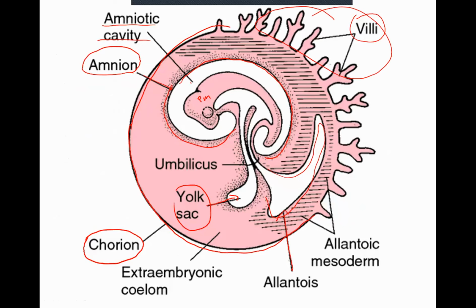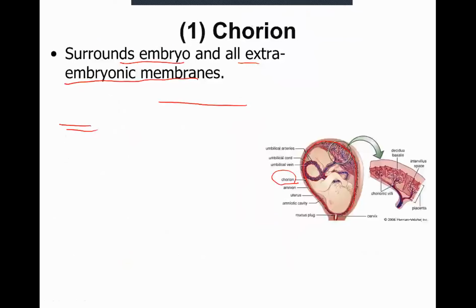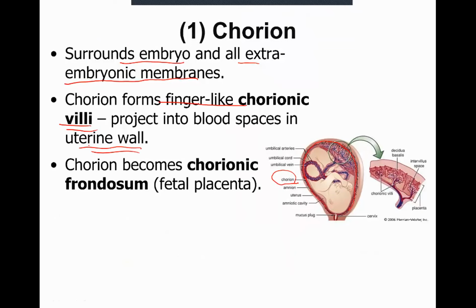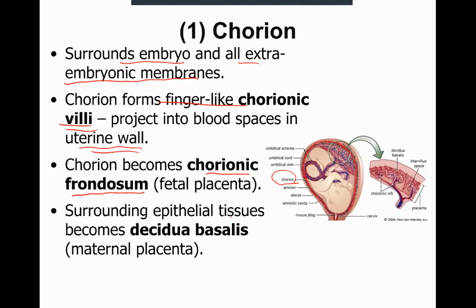They project and penetrate deep into the endometrium tissue. These chorionic villi project into the blood spaces in the uterine wall. Chorion will become the chorion frondosum, which is the fetal placenta. And surrounding the epithelial tissue is the decidua basalis. Decidua basalis is the maternal placenta.